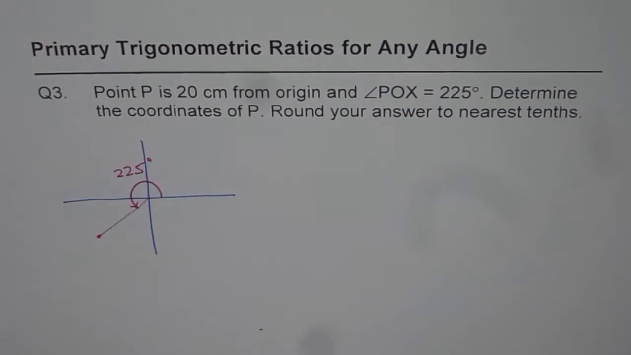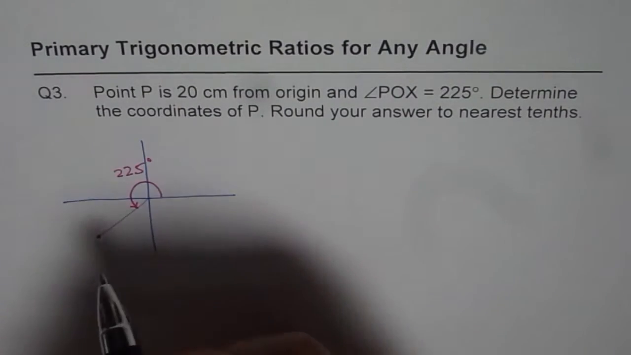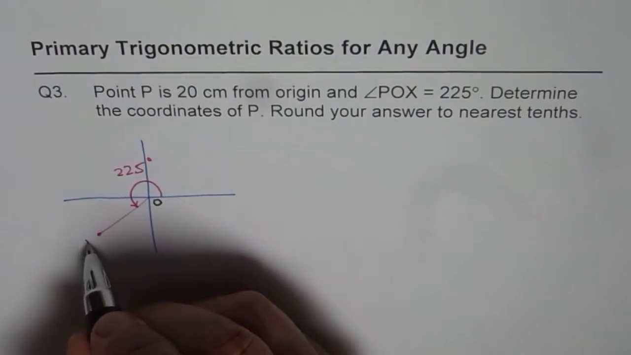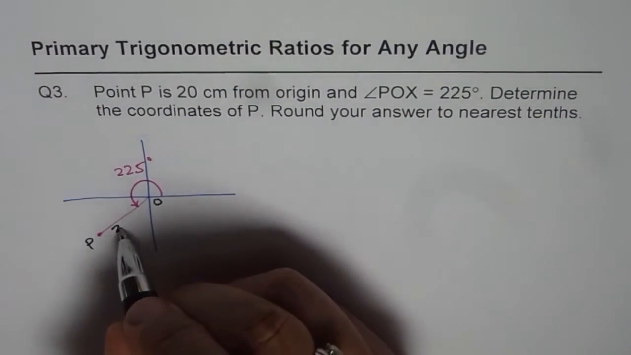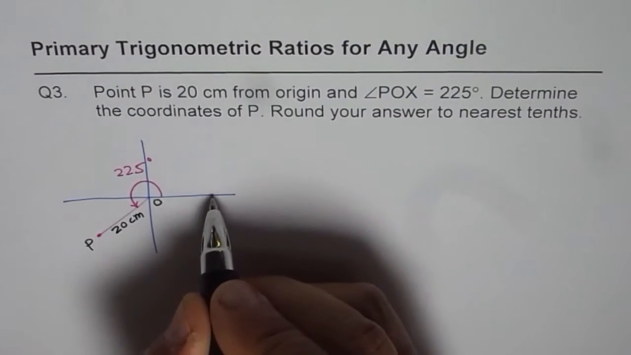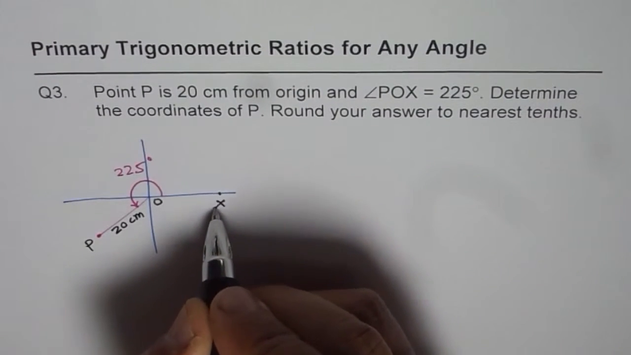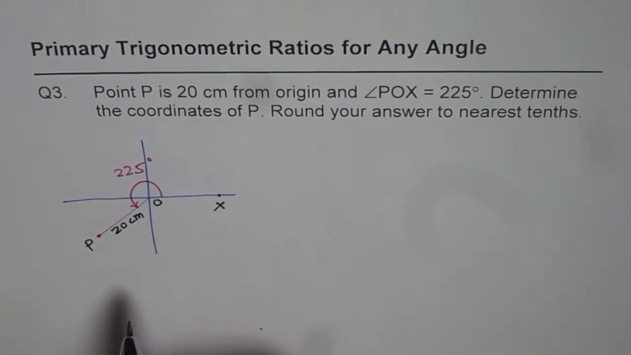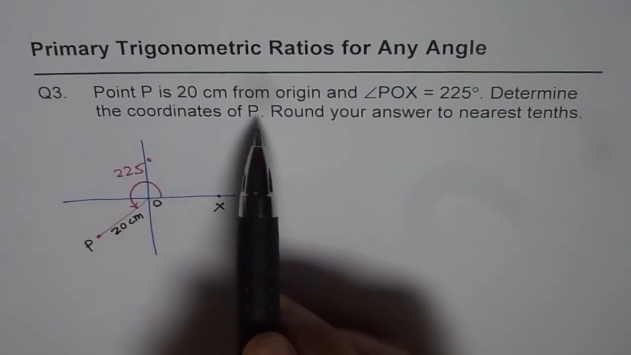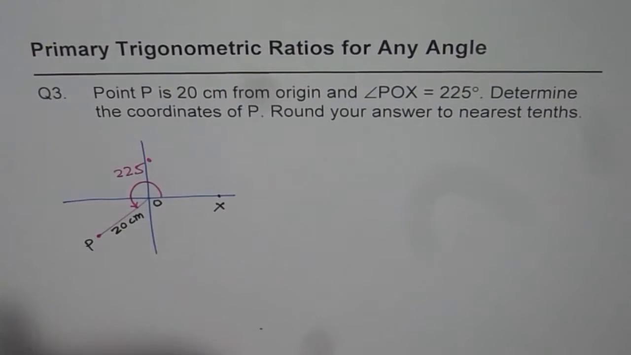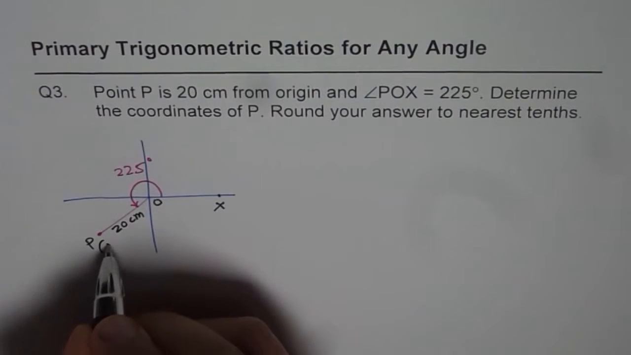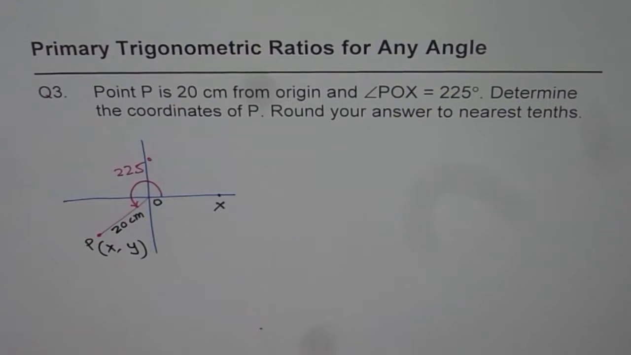Now, we are given the length from origin to point P is 20 centimeters. So this is 20 centimeters, and here we have a point X coinciding with the initial arm. Determine the coordinates of point P. We need to find the coordinates of point P. Let the coordinates be x and y.